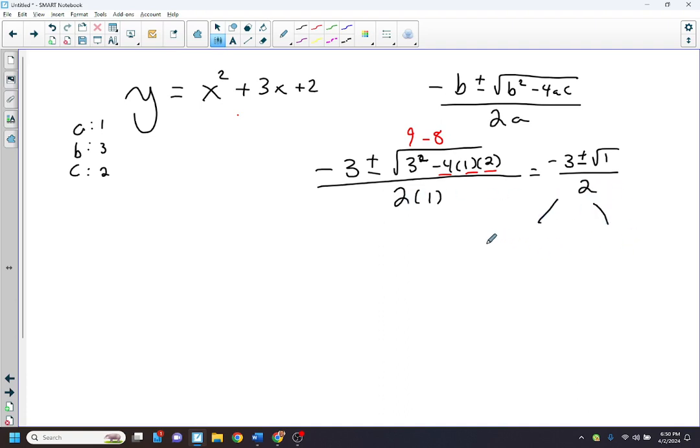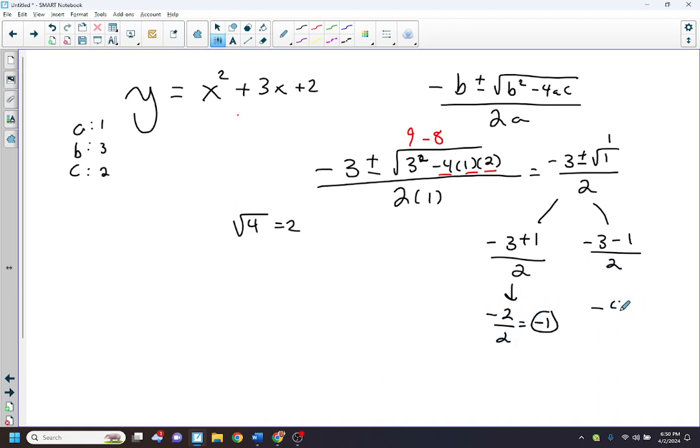Now I split and solve. So negative 3 plus the square root of 1, which is 1, over 2, and negative 3 minus the square root of 1, which is, again, 1. If it was like the square root of 4, make sure you write it as 2. So negative 3 minus 1 over 2. Negative 2 over 2, negative 1. Negative 4 over 2, negative 2. So it's negative 1 and negative 2.